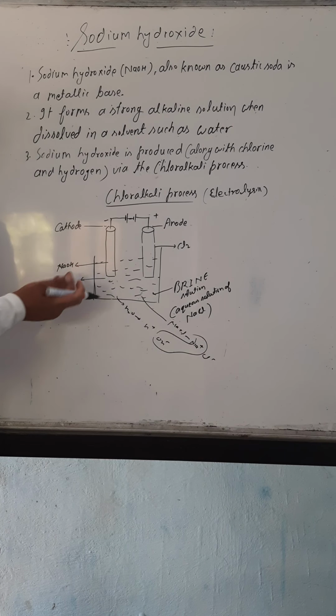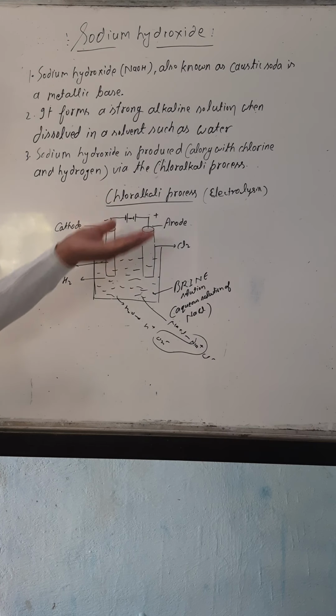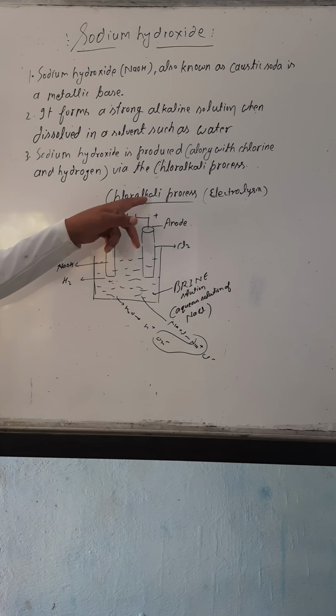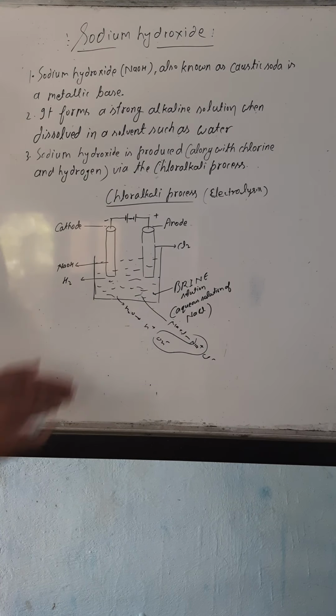Okay, so this is how we can prepare sodium hydroxide, that is caustic soda, by the chloralkali process. This process is chloralkali. Chloralkali why? Because chlorine is also going to form here, and sodium hydroxide is the alkali here. So these two things are going to be formed. So this is how it is known as the chloralkali process.